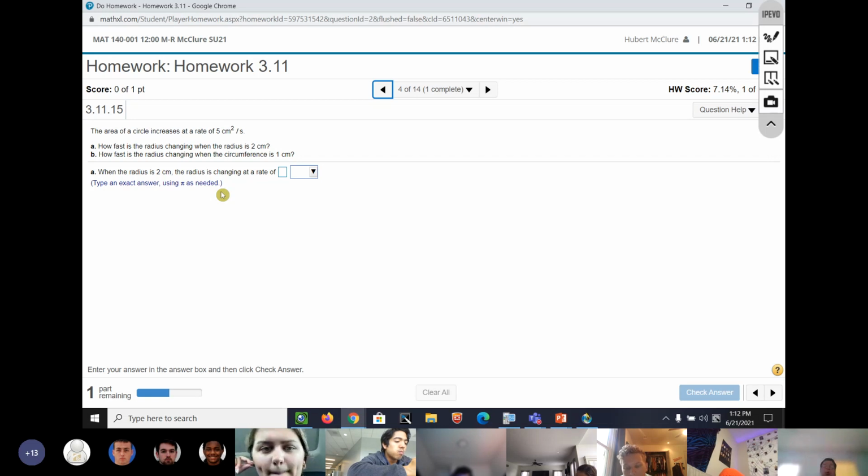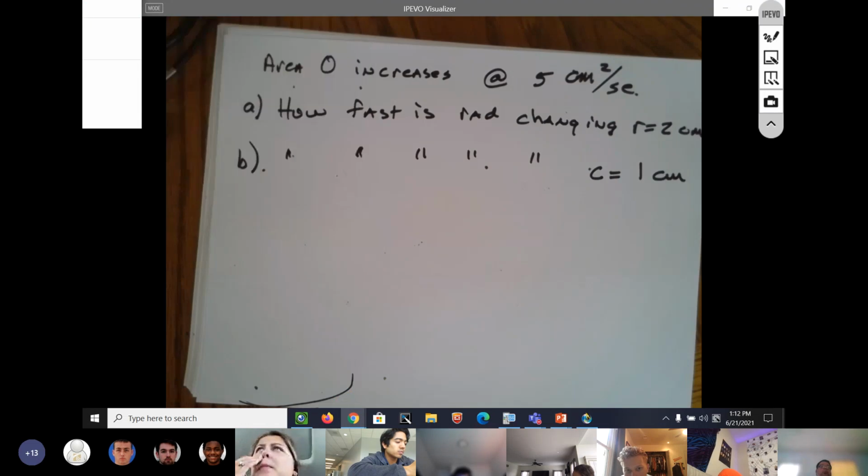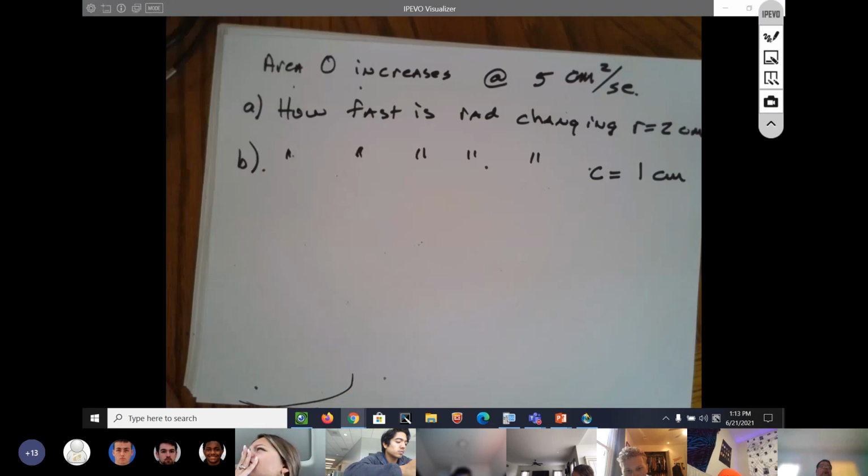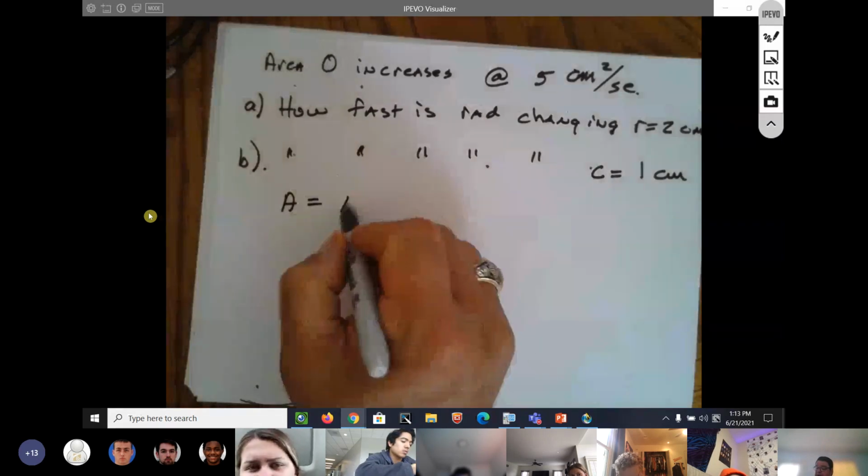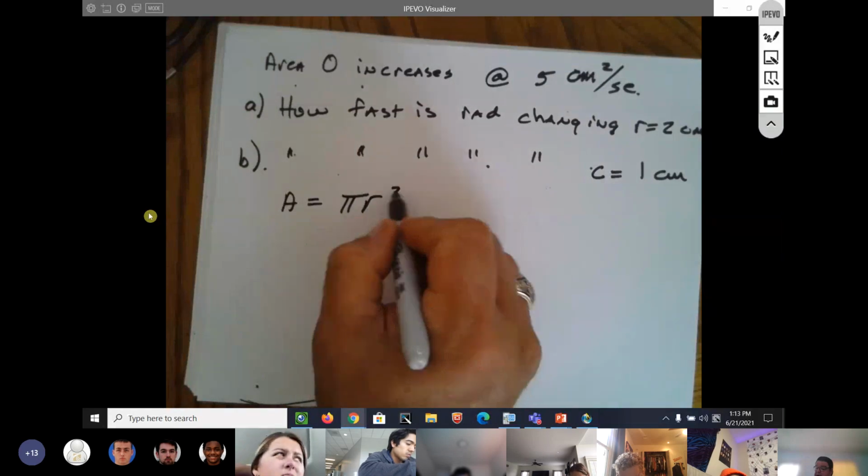All right, take a second and work on that. And what is the area of a circle? Area of a circle is what? Pi r squared. Area is equal to pi r squared.